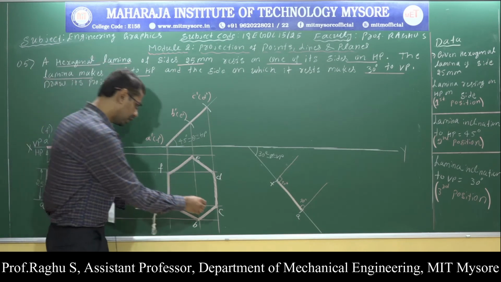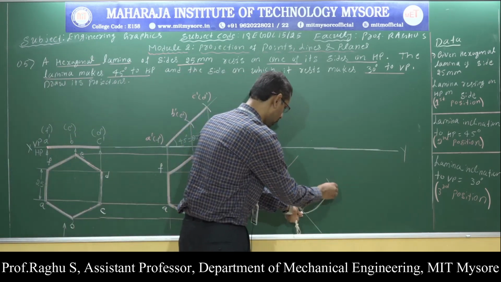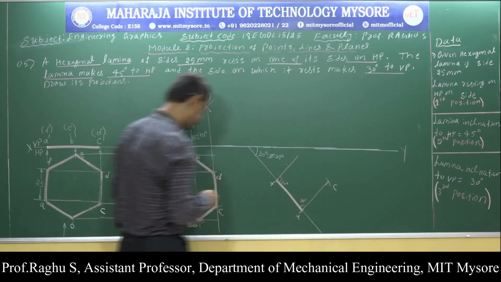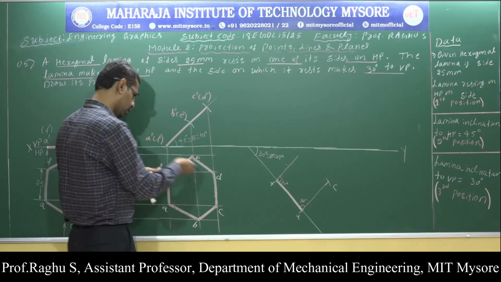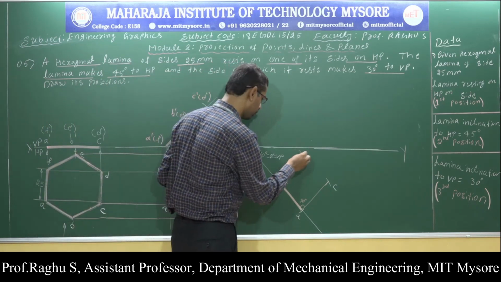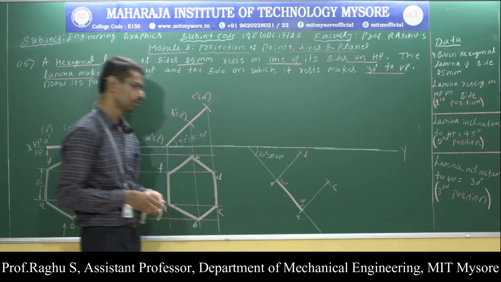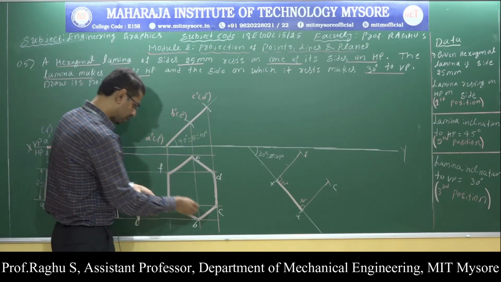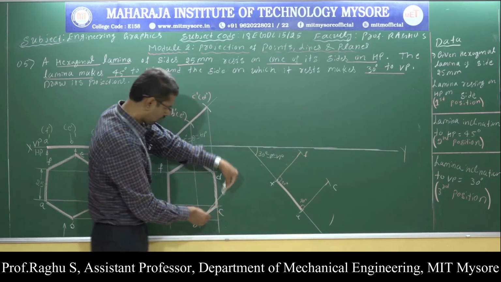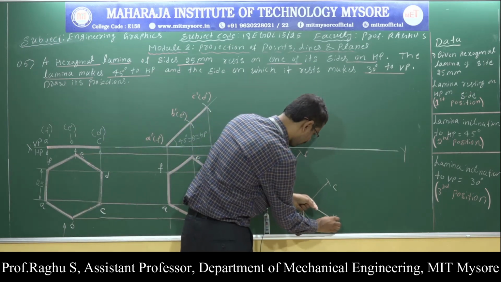Next, measure the distance from A to C. I know the position of point A, so cut an arc to get point C. Next, measure the distance from F to D. I know the position of point F. Cut an arc to get point D. Next, measure the distance from A to B. This is point A. Cut an arc. Measure the distance from C to B. This is point C. Cut an arc to get point B.